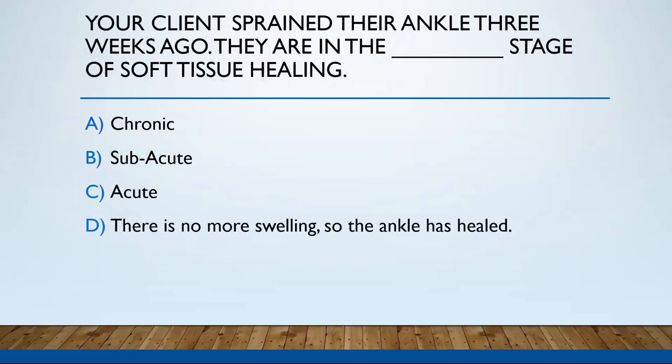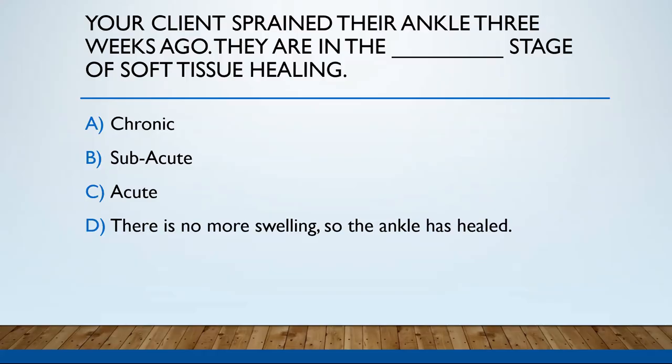Next question. Your client sprained their ankle 3 weeks ago. They are in the what stage of soft tissue healing? A, chronic. B, subacute. C, acute. D, there's no more swelling, so the ankle has healed. Your client sprained their ankle 3 weeks ago. They are in the what stage of soft tissue healing?